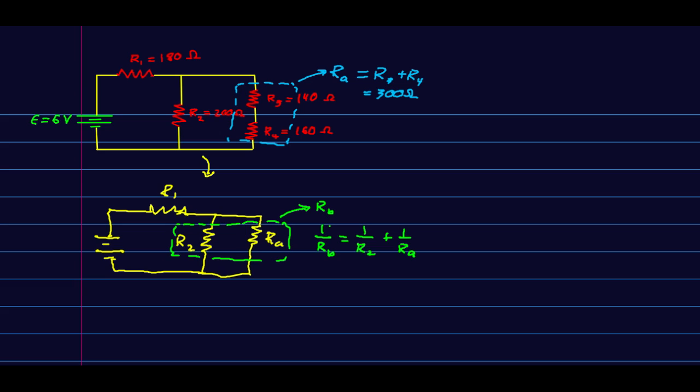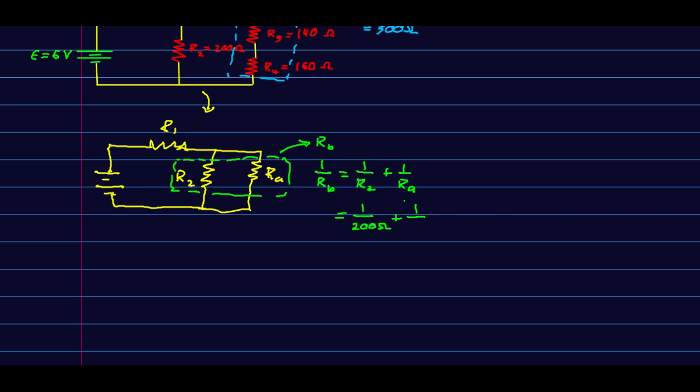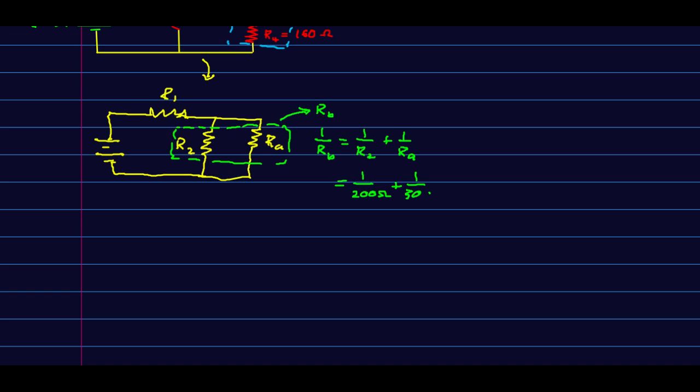And students have trouble with all these fractions. So R2, remember, is 200 ohms. So this is 1 over 200 ohms plus 1 over, and RA was 300 ohms. And if you're going to add those, you need a common denominator. So that's going to give us 3 over 600 ohms plus 2 over 600 ohms, or 5 over 600 ohms. And so flipping both sides, RB is just 600 ohms over 5, which is 120 ohms. And so there is our equivalent resistance.